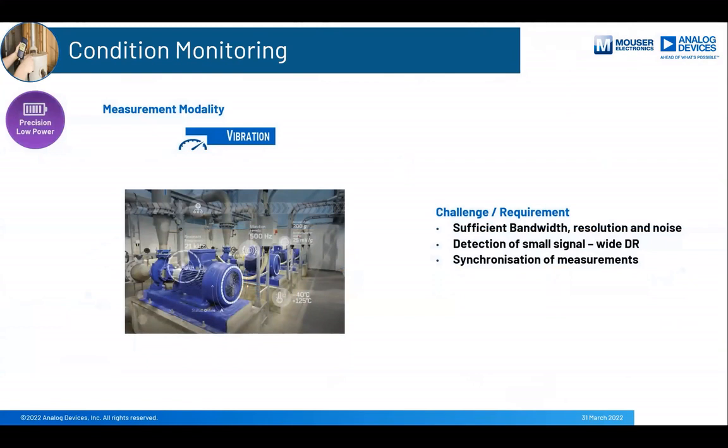Focusing in on vibration for low power condition-based monitoring applications. Having sufficient bandwidth is necessary to capture information across a wide frequency range. This will help to improve accuracy and confidence of the information being gathered. Improved accuracy is also important, and a wide dynamic range of the solution certainly comes into its own. Being able to synchronize multiple measurements, knowing at the right point in time, is also important here.